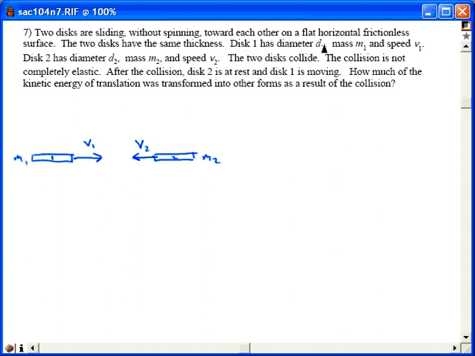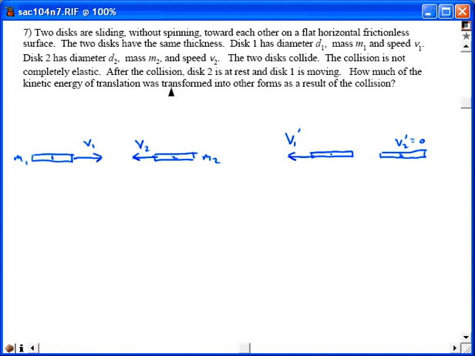They have the same thickness and diameter, which I don't think we're going to need. They collide. The collision is not completely elastic, so I can't assume that E is equal to E prime. But after the collision, disk 2 is at rest and disk 1 is moving. So we have V2 prime equals 0, and disk 1 is moving leftward with a positive speed V1 prime.